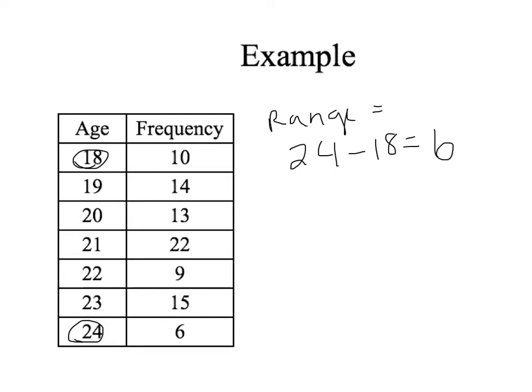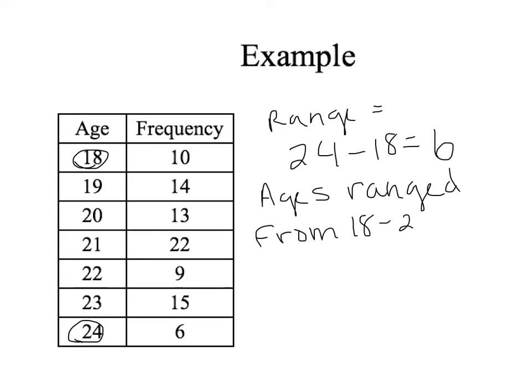Another way that we could interpret this is we could say that ages ranged from 18 to 24 in our distribution or in our sample. So that would be how we would interpret that. So with numerical variables, it's pretty simple. You're just subtracting and figuring out how many data points there are.